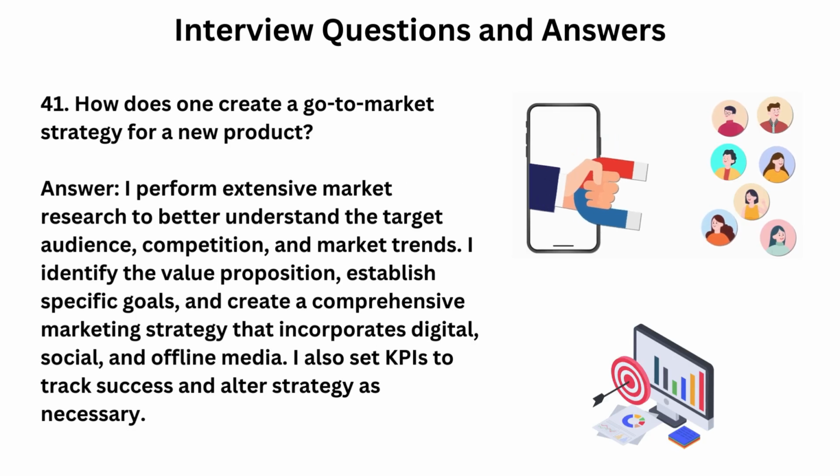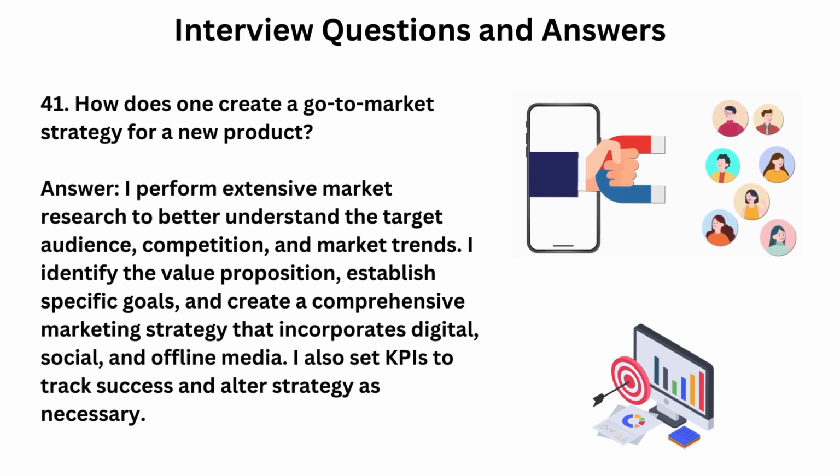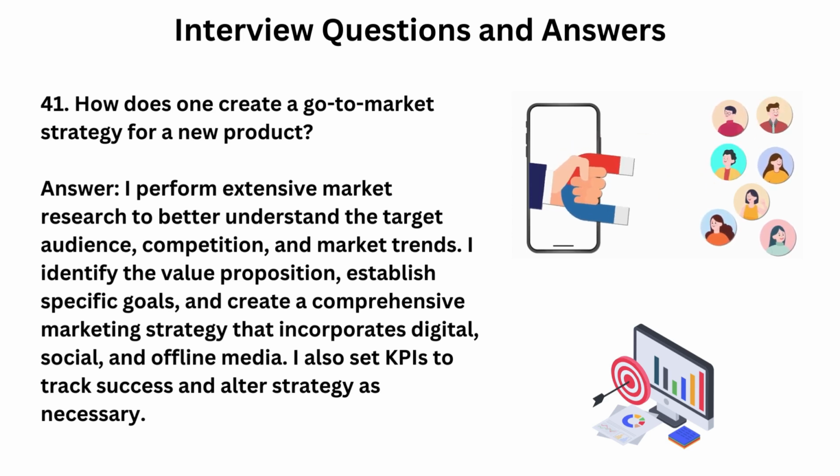41. How does one create a go-to-market strategy for a new product? Answer: I perform extensive market research to better understand the target audience, competition, and market trends. I identify the value proposition, establish specific goals, and create a comprehensive marketing strategy that incorporates digital, social, and offline media. I also set KPIs to track success and alter strategy as necessary.